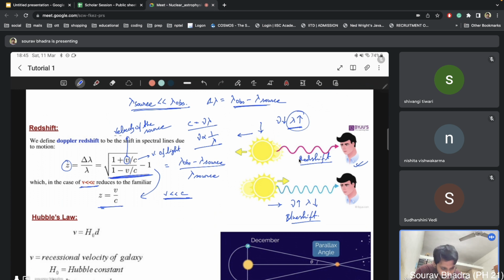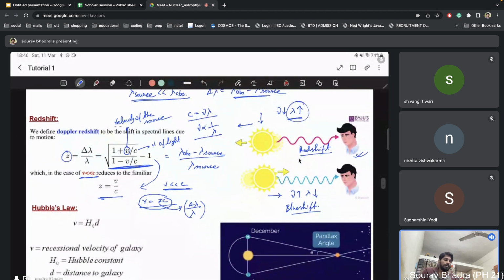You can do the binomial expansion if v by c is very much less than 1, and the same thing has been done here. So z equals v by c, that means v, the velocity of the object, is equal to z times c, right, and you can calculate z by observation, the redshift itself. So you have the value of v here, right. Very good. So by observing the redshift only, we can calculate the velocity of that object.